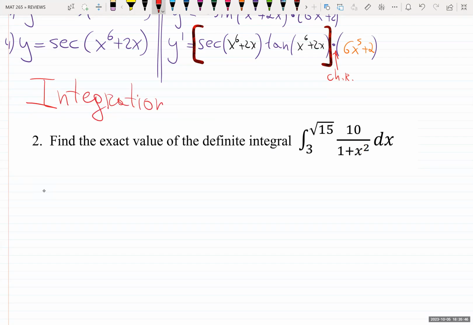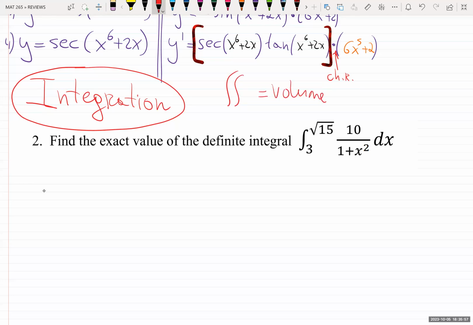Integration is the whole process of undoing differentiation. And also they connected it to areas. It has lots of application. Double integral gives you volume of stuff, like volume of the vase you're looking at. Triple integral will give you hypervolume, which is volume of the 4-dimensional object.